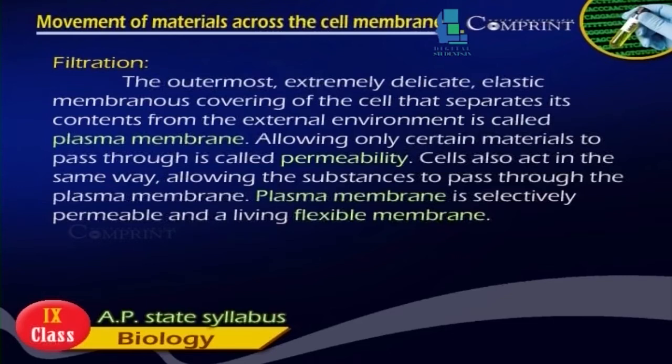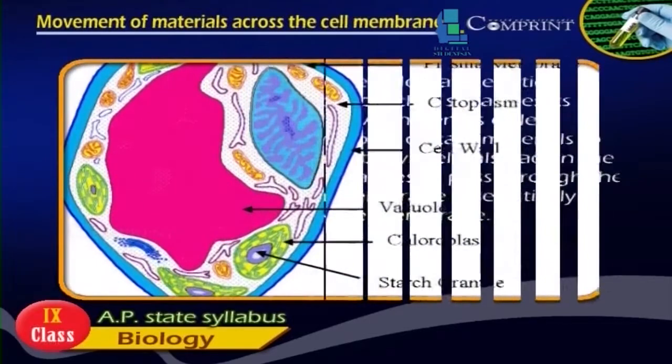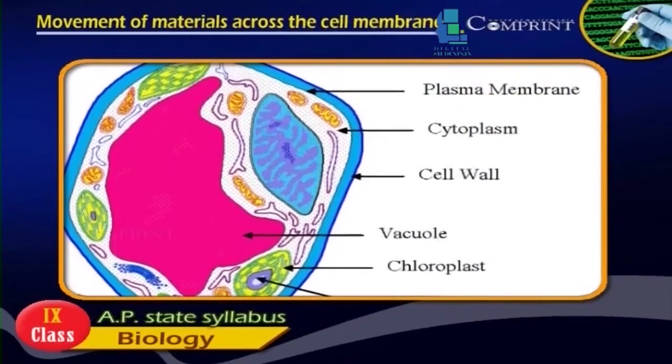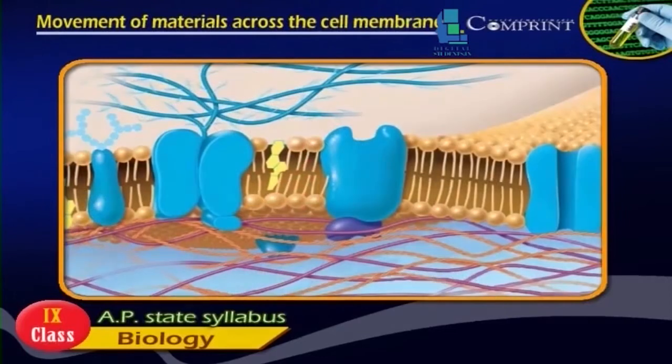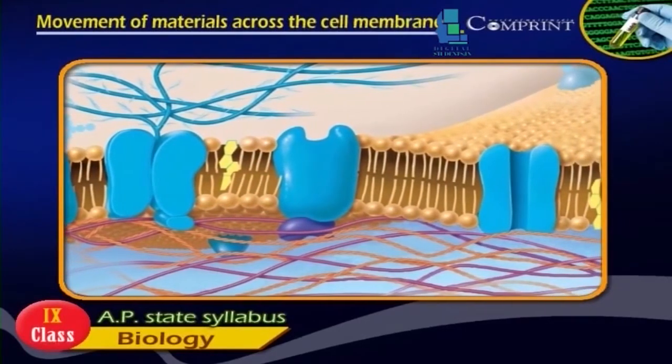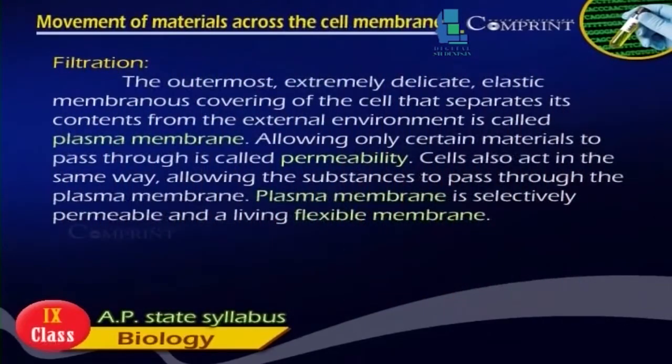Filtration. The outermost, extremely delicate, elastic membranous covering of the cell that separates its contents from the external environment is called the plasma membrane. Allowing only certain materials to pass through is called permeability. Cells also act in the same way, allowing substances to pass through the plasma membrane. The plasma membrane is selectively permeable and a living flexible membrane.